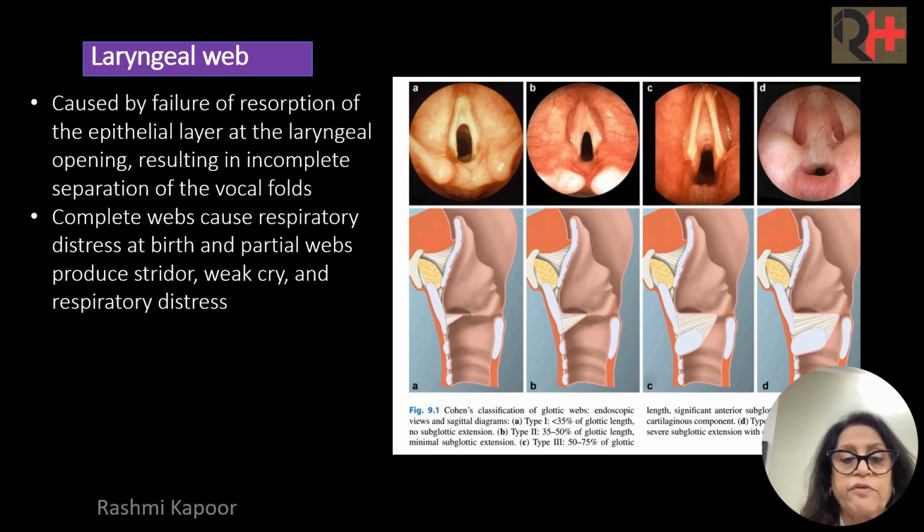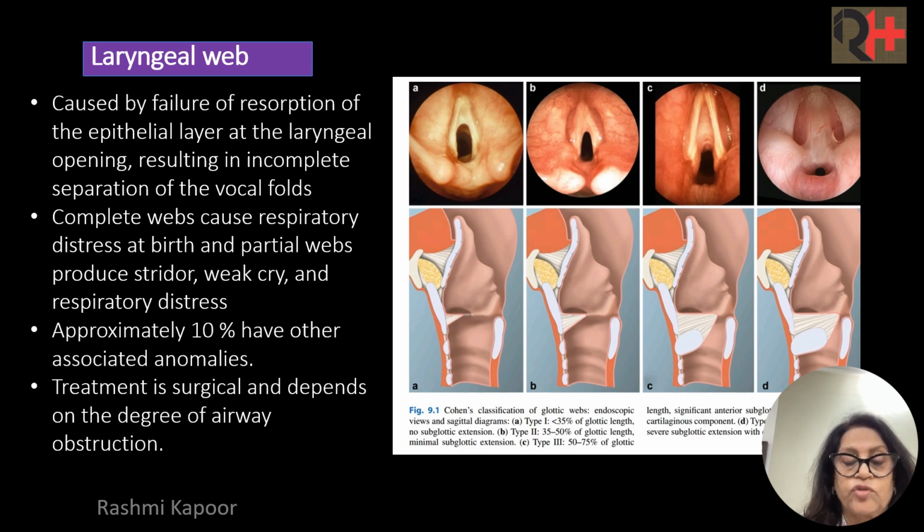They are caused by failure of resorption of the epithelial layer of the laryngeal opening, resulting in incomplete separation of the vocal cords. Complete webs cause respiratory distress at birth, and partial webs produce stridor, weak cry, and respiratory distress. Approximately 10% have other associated anomalies. Treatment is surgical and depends on the degree of airway obstruction.